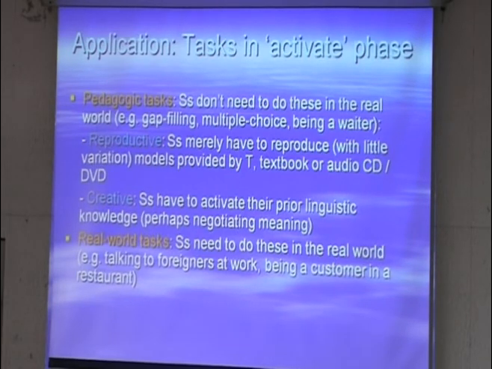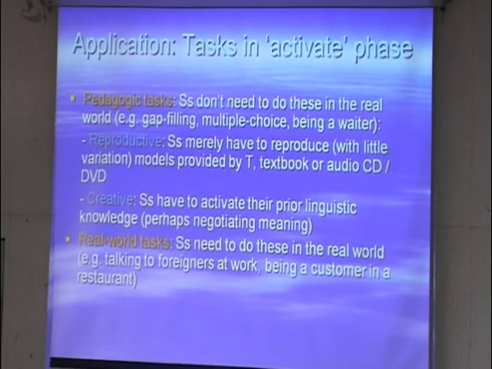In Thailand, that's maybe a difficult thing to say. What do they really need English for? Maybe they don't really need English except just to satisfy the university regulations. But let's say they may need to talk to foreigners at work, and if they go abroad, they may be a customer in a restaurant.